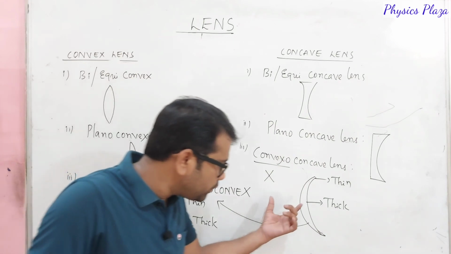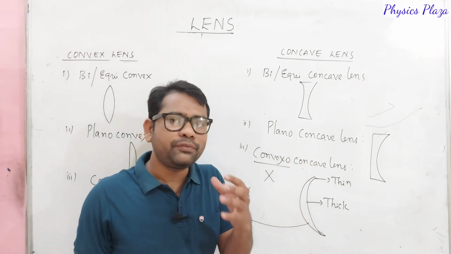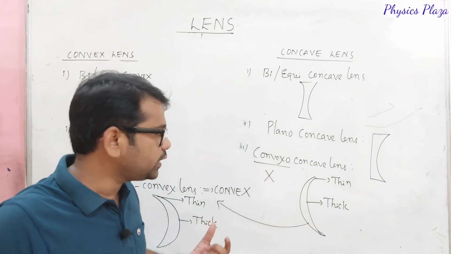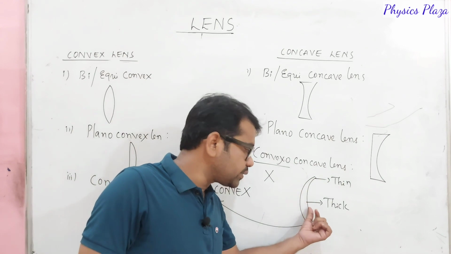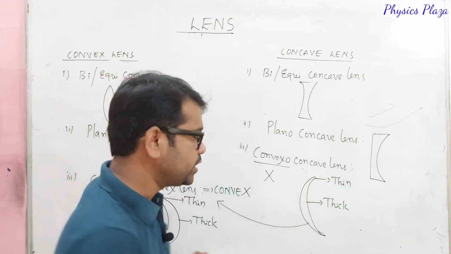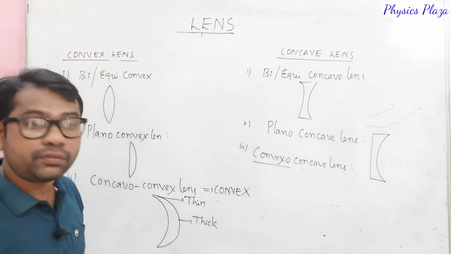So this is not the way to represent a convex or concave lens. This is wrong. But generally few students will be following it like this only: first convex surface, then concave surface. So it is a convex or concave. That is wrong. This is not the way to represent a convex or concave lens. Then how should it be?